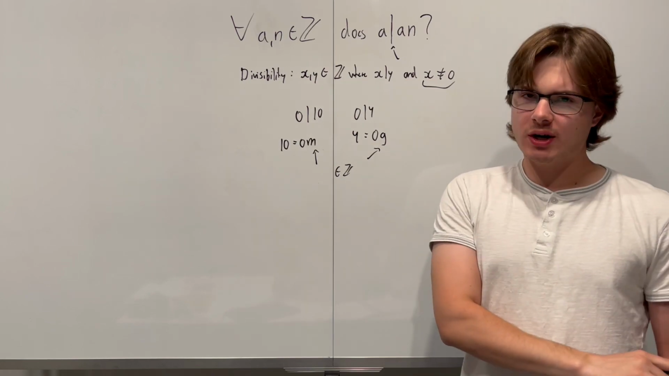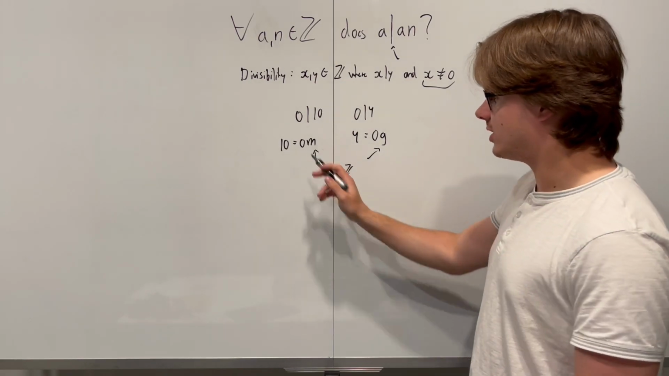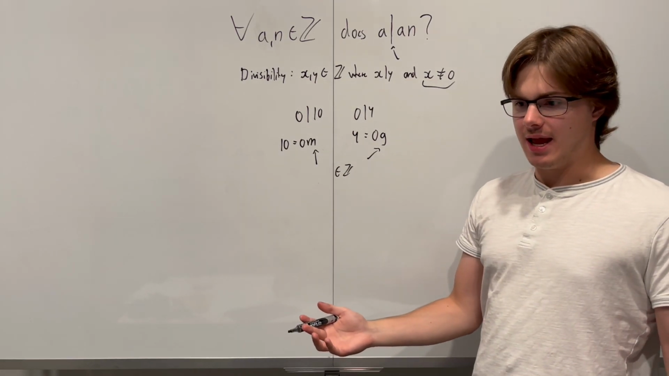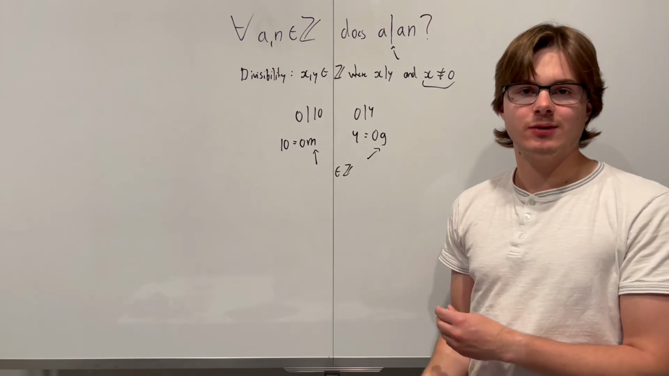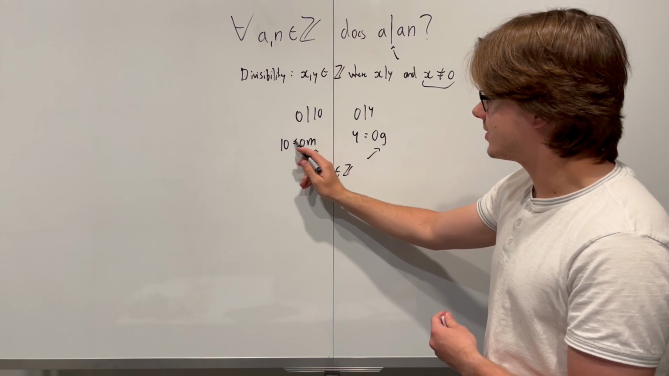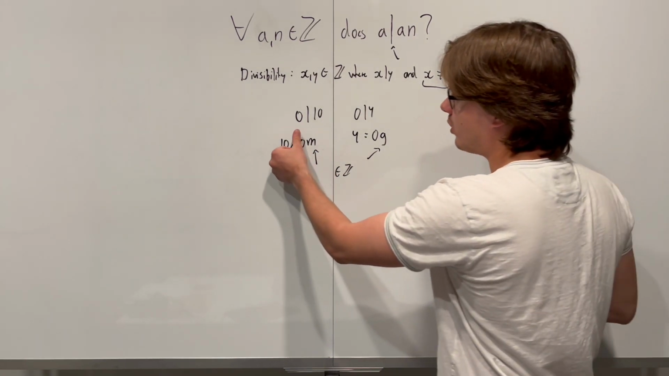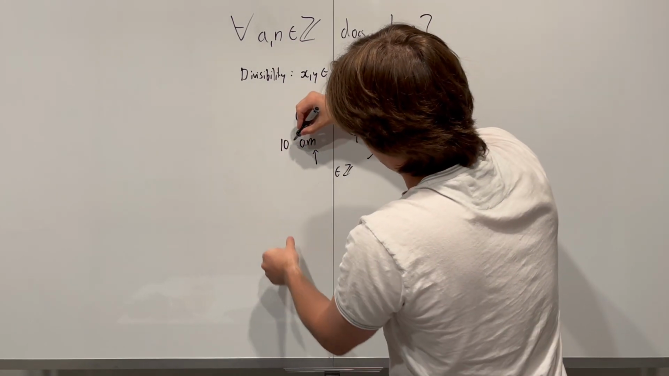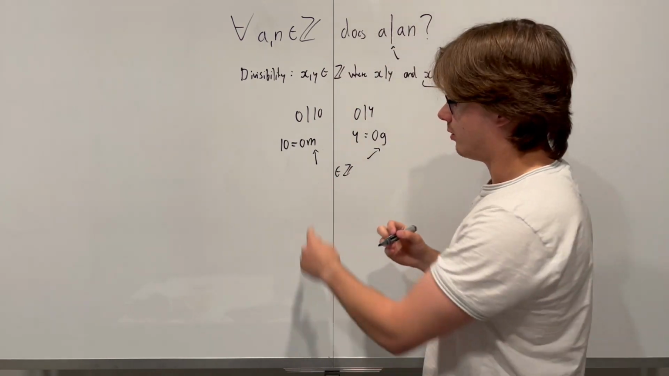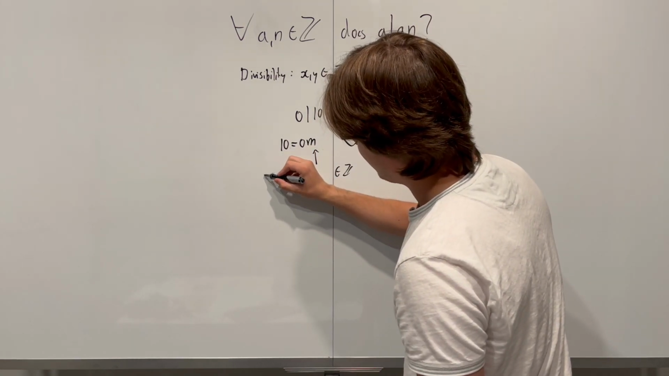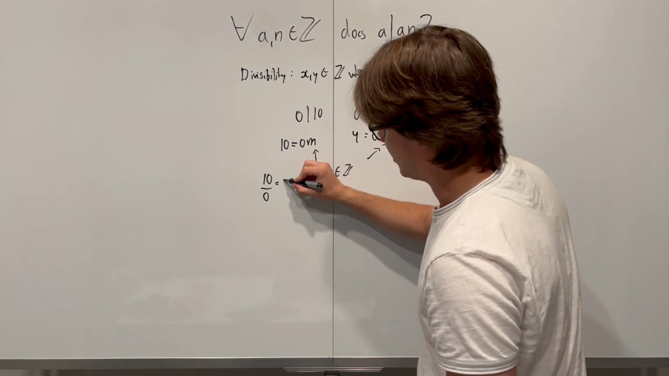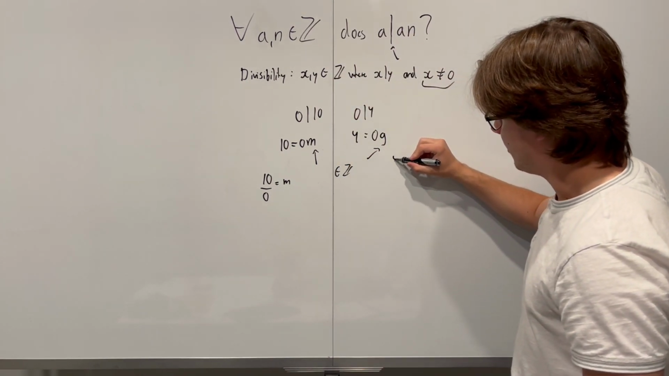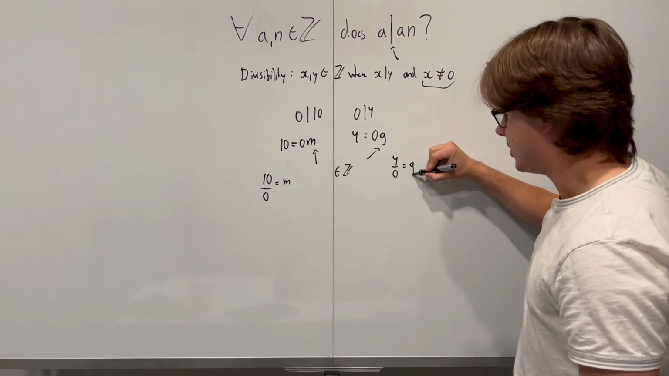But what happens if we try and find what m and g have to be? Well, we know these two numbers. Is it true that 10 can be written as 0 times something? Well, obviously not. 0 times anything is going to be 0. So this statement is never going to be true. But if we assume it's true, what are we basically saying? Well, let's find m. If we want to find m, we have to rearrange this and say 10 divided by 0 is equal to m. And here we have to say 4 divided by 0 is equal to g.